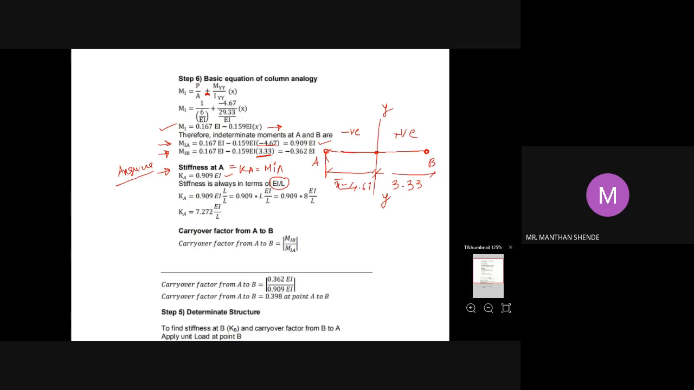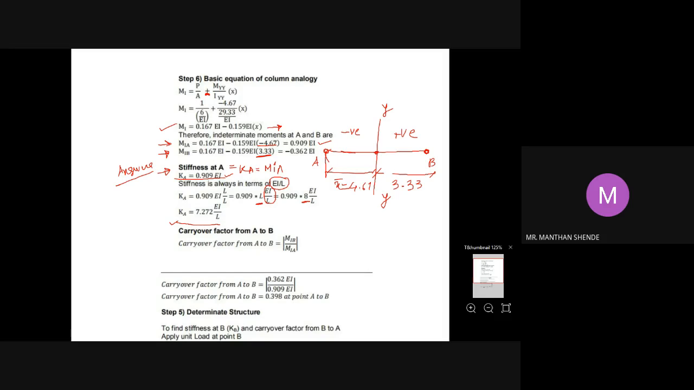In terms of EI by L, you just multiply this value by L. So 0.909 EI into L by L. So you'll get this value in terms of EI by L. So 0.909 into L, L is 8, the length of the beam is 8 meters. So 0.909 into 8 into EI by L, which gives 7.272 EI by L. Or your answer will be this also: in terms of EI, the value of stiffness will be 0.909 EI. So this is the first answer, the stiffness at A.